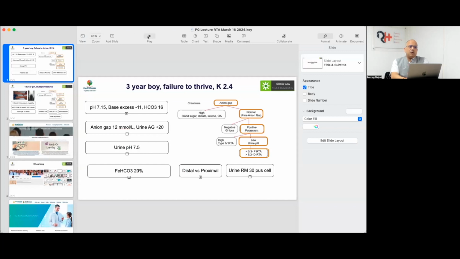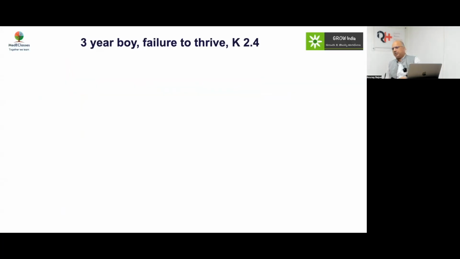Along with that, you can have problems in terms of nephrocalcinosis. There could be paralysis. So there could be a wide variety of presentations in RTA, and often there can be confusion. So this was a 3-year-old boy with failure to thrive and hypokalemia.